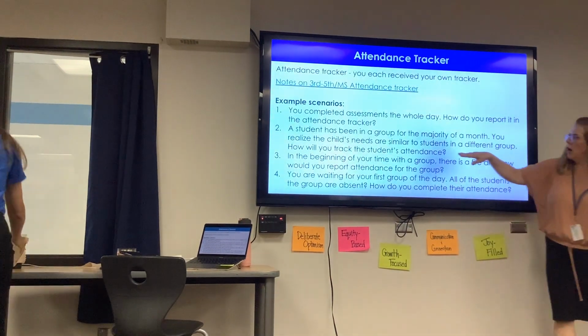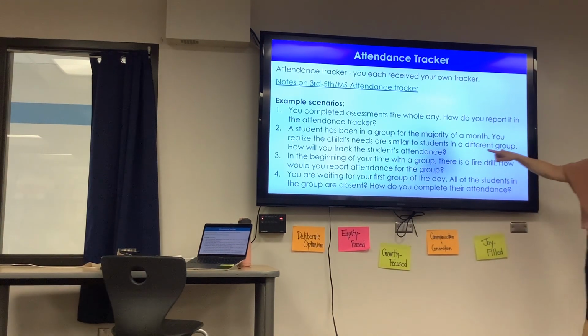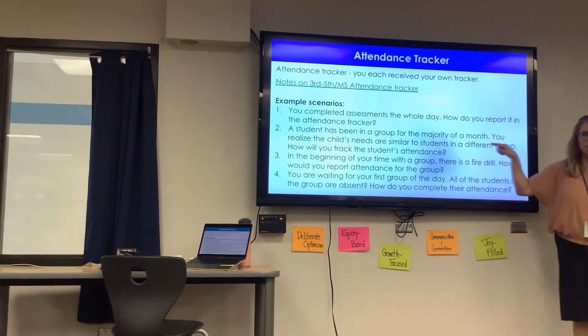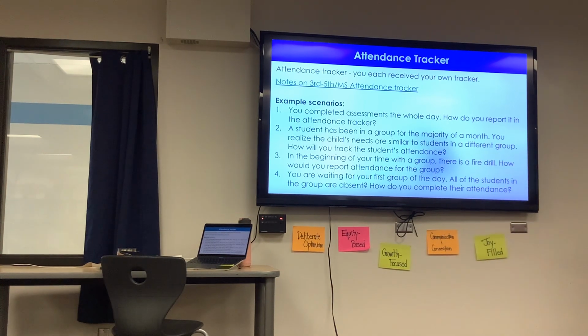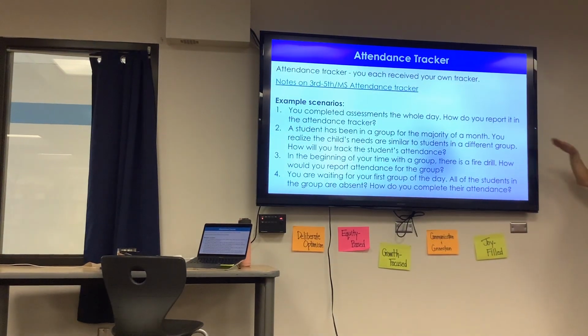A student has been in a group for the majority of a month. You realize that child's needs are similar to students in a different group. How do you track that student's attendance? Write their name in another group, but don't delete their line. Yep, you keep them in the first group and keep track of their attendance until the day they move to another group. You add their name to the next group and start attendance on that day. So their name could be listed twice in one month, but their attendance should not be twice anywhere. Does that make sense?